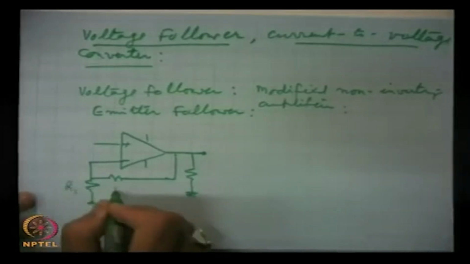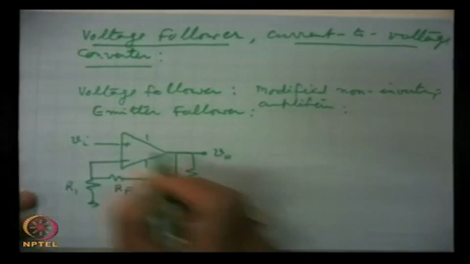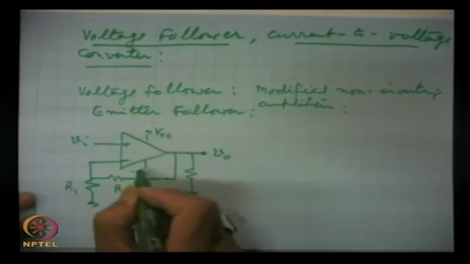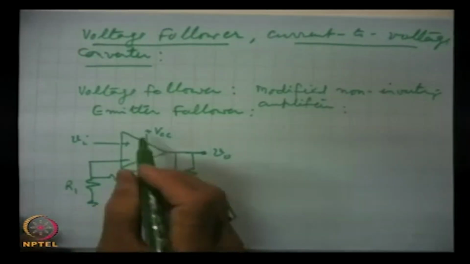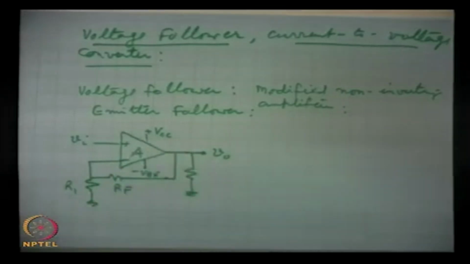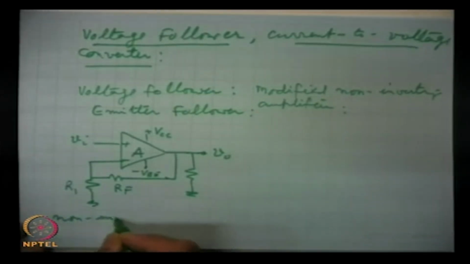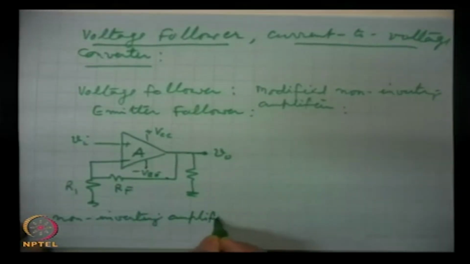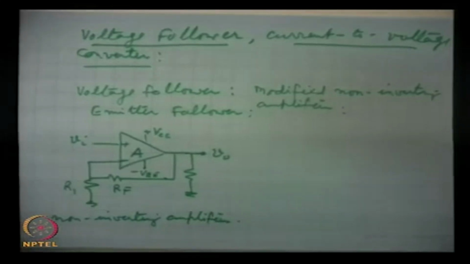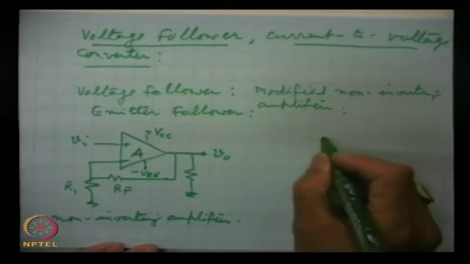This is R1, RF, VI, VO, and these are the batteries, the DC sources, and the open loop gain is A. This is a non-inverting amplifier. And this is modified to this form, and how this modification comes, I will just talk.